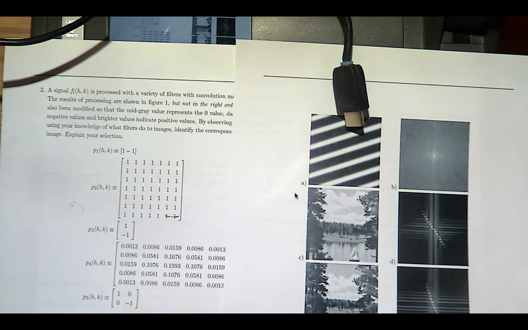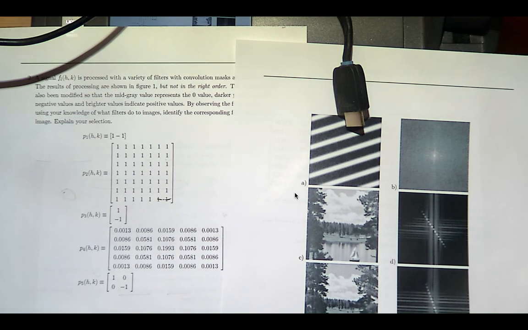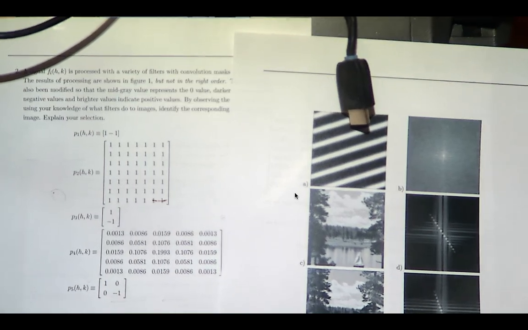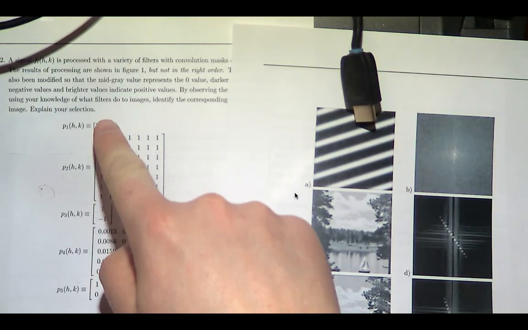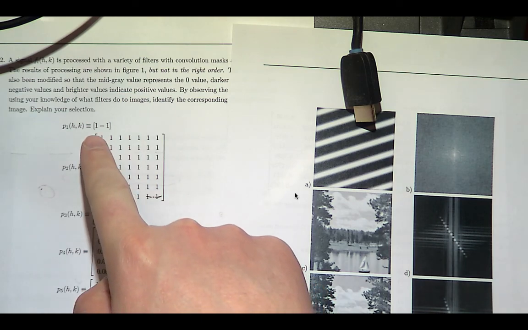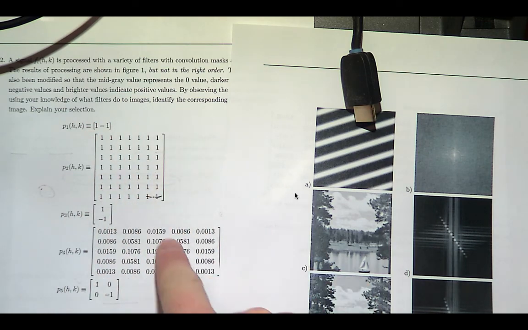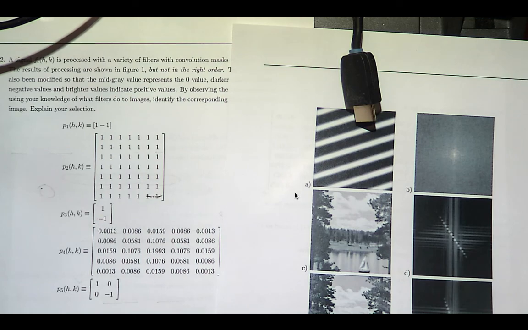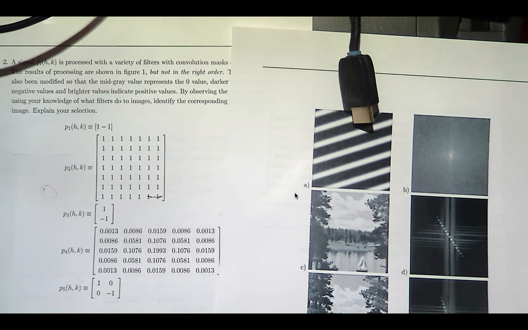Right, so I have a number of filters on the left. So all these guys are filters, and they're defined by the masks. Okay, so you have 1 minus 1 and so on. Okay, so this is the convolution mask. So they are all FIR filters, and they're defined by the convolution mask.